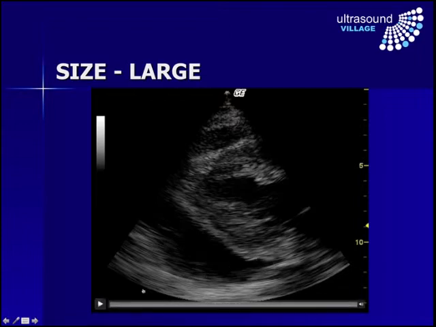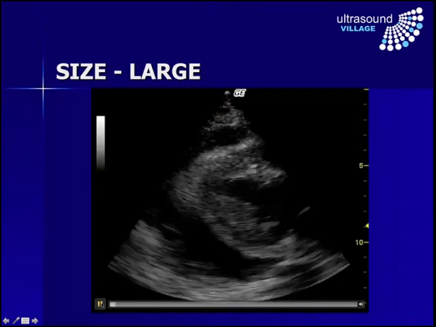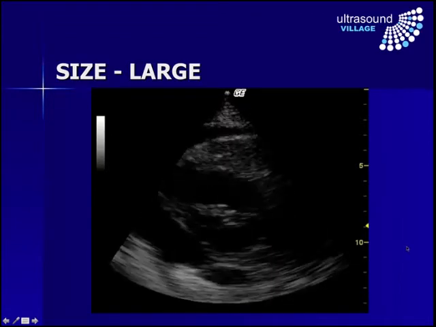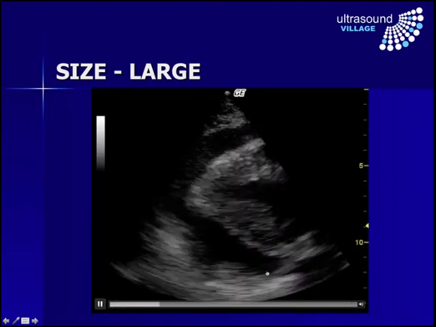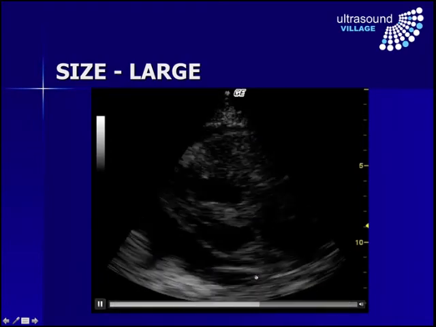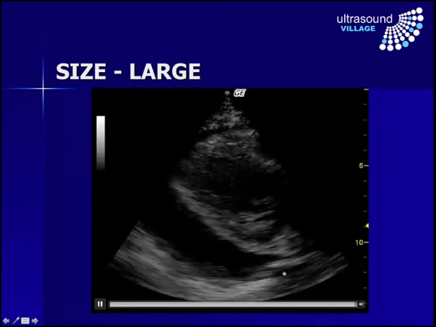Here is an example of a large pericardial effusion coming all the way around the heart here. And we can see the heart swinging back and forward a little bit. In there we see the fluid coming up here and tapering in front. This is the descending aorta down here.